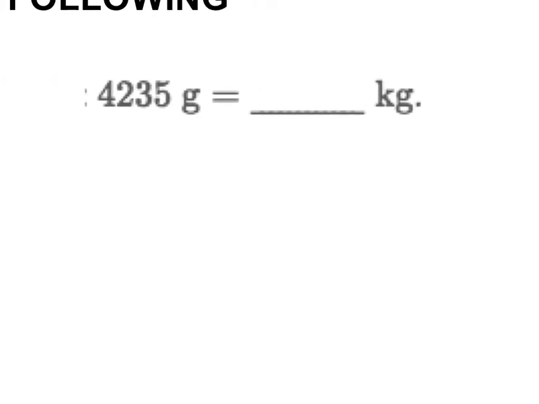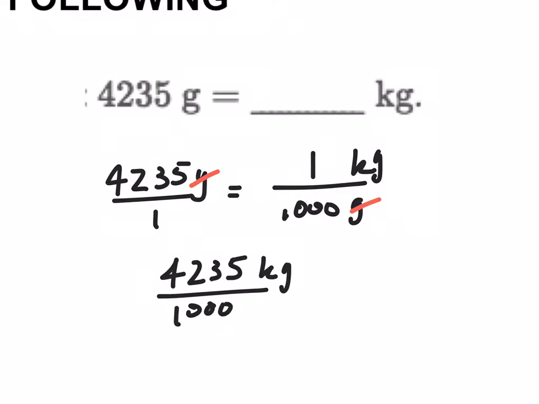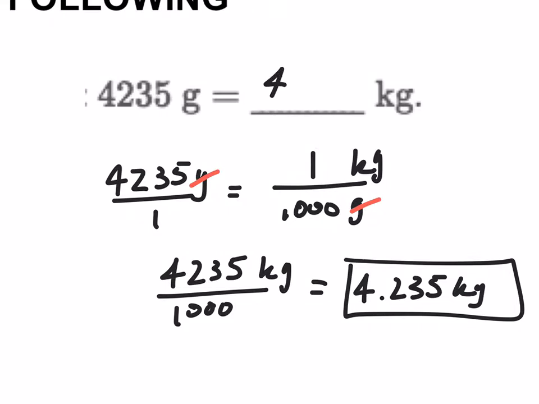Okay, so if I have 4,235 grams, how many kilograms is that? We're just going to go backwards, all right? So 4,235 grams, put that over 1, and that's going to equal, I'm going to put grams down here and kilograms up top. Now I have 1,000 grams per 1 kilogram. All right, so then what I can do to simplify this, my grams divide out, and then all I have is 4,235 divided by 1,000, okay? And all that's going to give me is 4.235 kilograms. All right, and that's what we're looking for. Okay, let's move on.